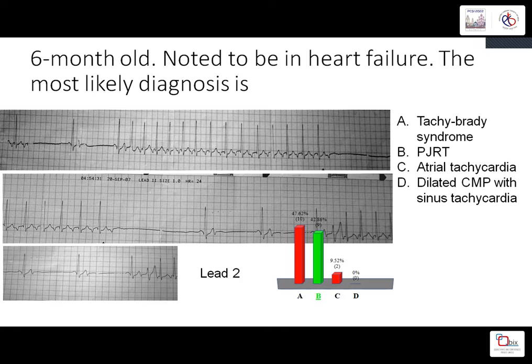Though atrial tachycardia has been given as the third choice, the differential or the confusion should have been between B and C. And between B and C, the one you should choose here is B, for all the reasons. Thank you. Next one.